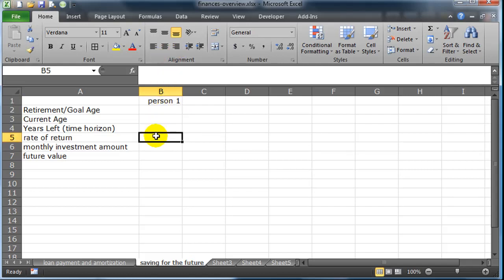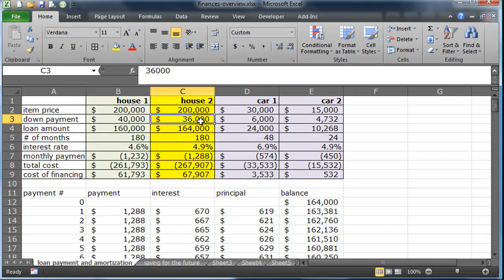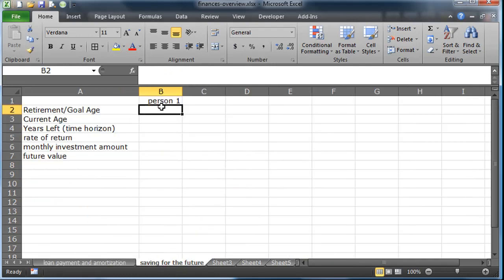Okay, so let's go ahead and create a future value calculator. And this could be used for saving for retirement or some other future goal. For instance, maybe your goal is to save $36,000 for a down payment on a house. That's a perfectly reasonable goal, and we could use that as one of our scenarios.